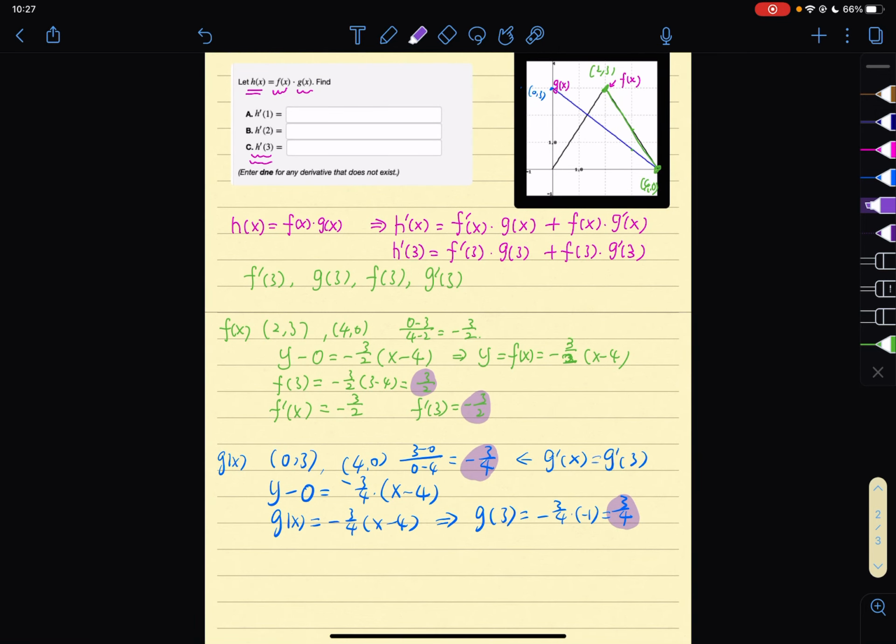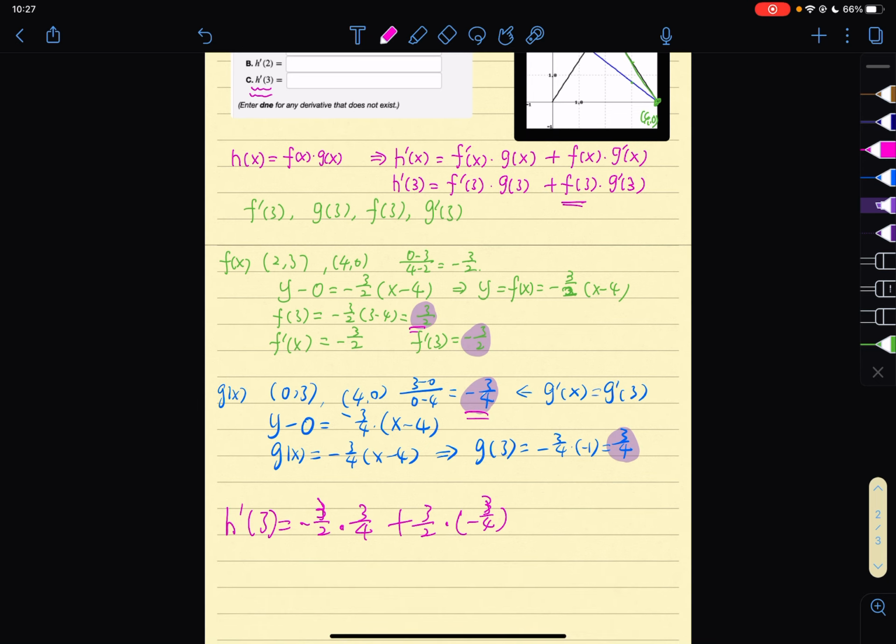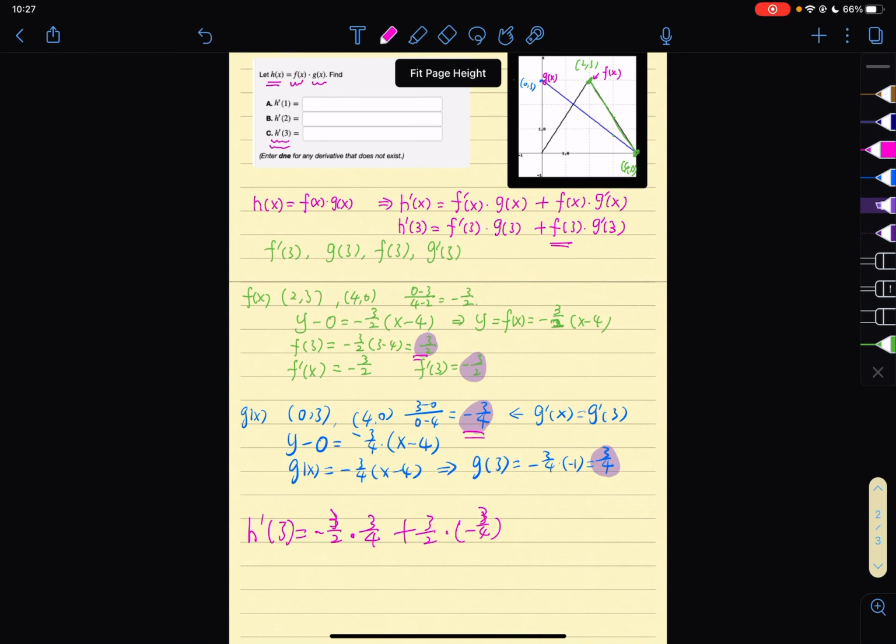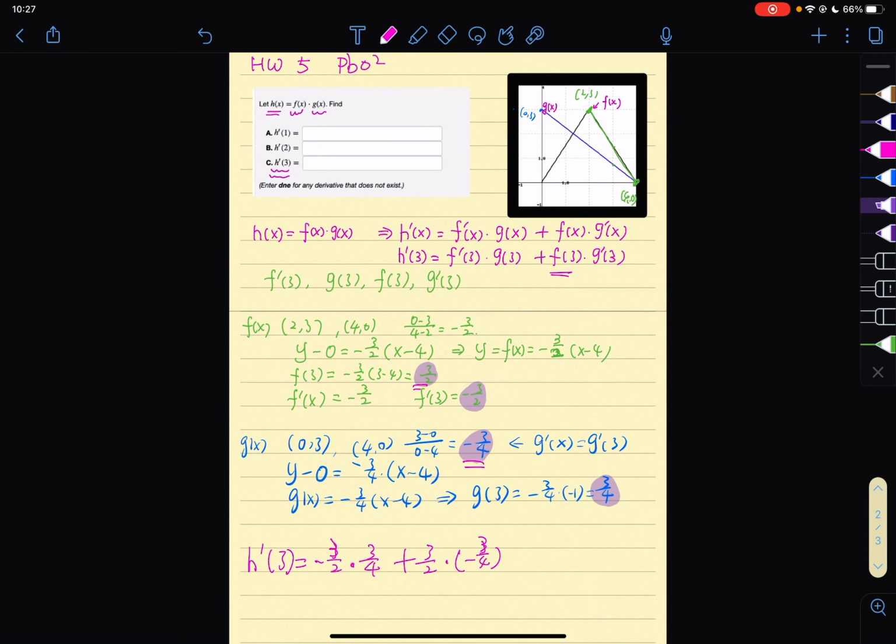So all you need to do now is put them into the right position. h prime of 3 is f prime of 3, which is negative 3 over 2, multiplied by g of 3, which you found as 3 over 4, added to f of 3, which you found as 3 over 2, multiplied by g prime of 3. g prime of 3 is negative 3 over 4. Once you have this, you can simplify and get your final answer. This is how we do the discussion at the point of 3.